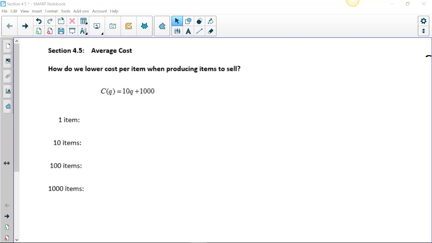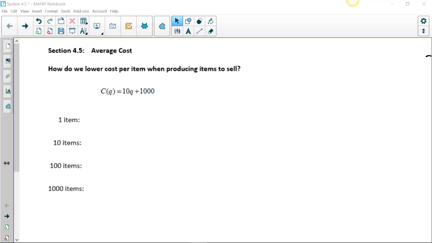Hi everyone. In the last section, 4.4, we were talking about maximizing profit and maximizing revenue. And we were trying to decide how many items we should produce to make the most profit, ultimately make the most revenue. We also talked about maximizing revenue in terms of selling price.